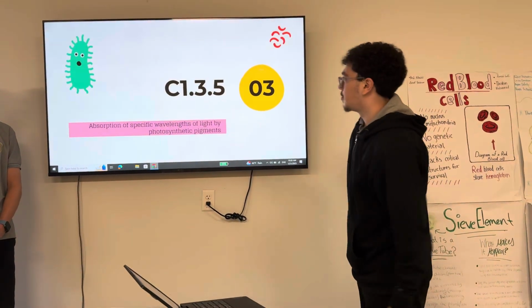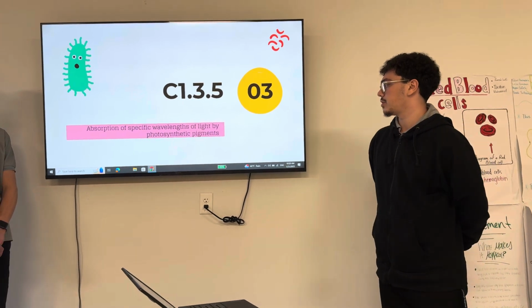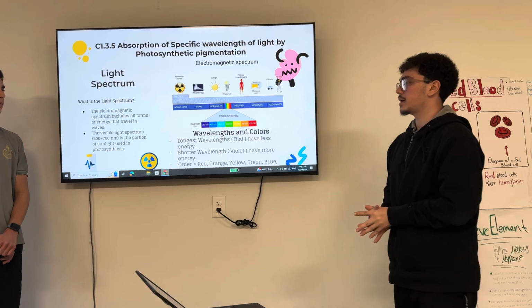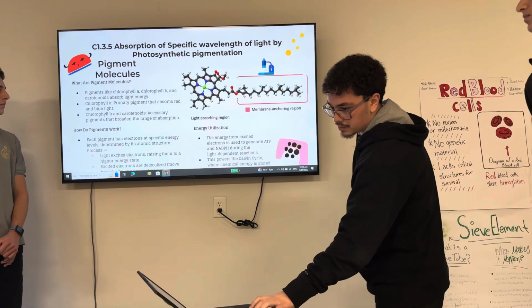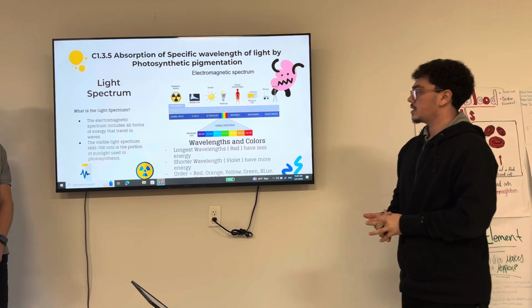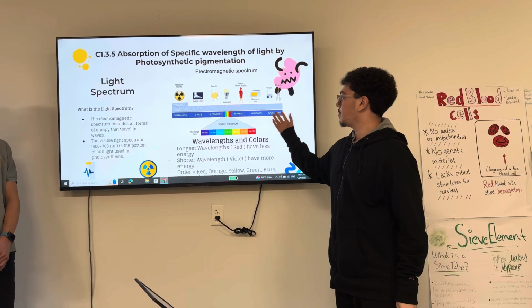So we're gonna talk about 1.3.5, which is the absorption of specific wavelengths of light by photosynthetic pigments. First we have the light spectrum, and the next one is the pigment molecules. But first we're gonna talk about the light spectrum. The electromagnetic spectrum includes all the forms of energy that travel in waves. So here we have different types.